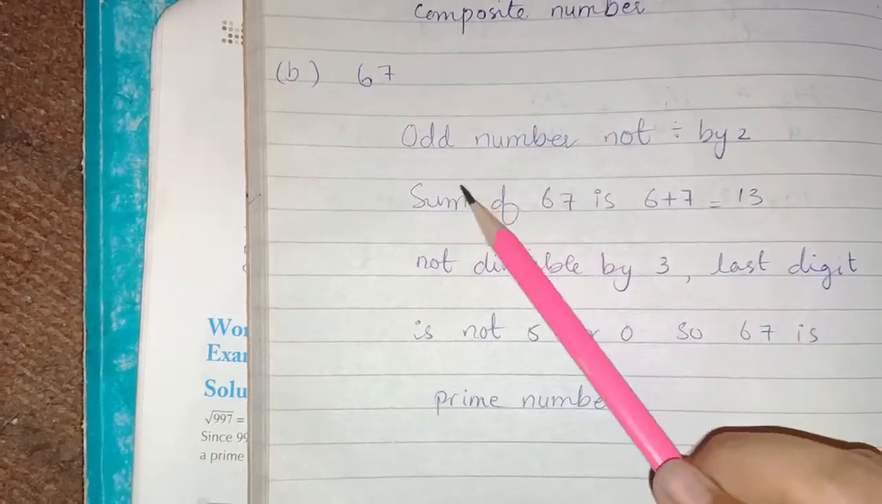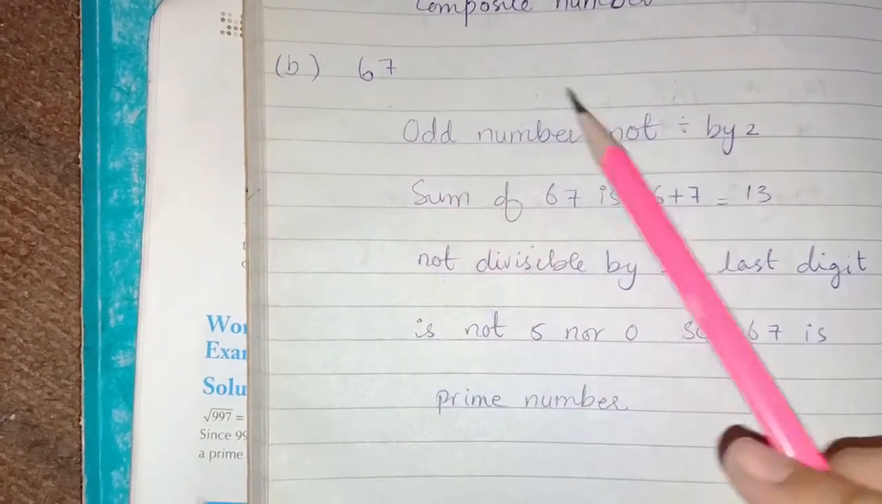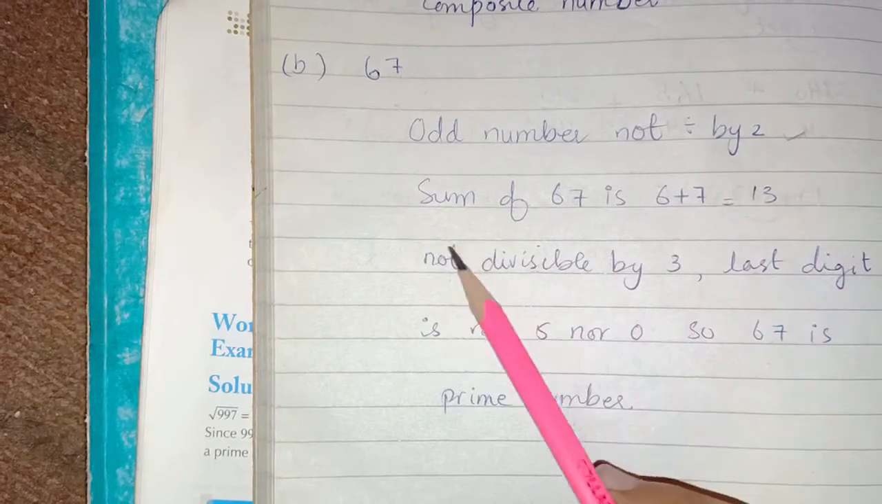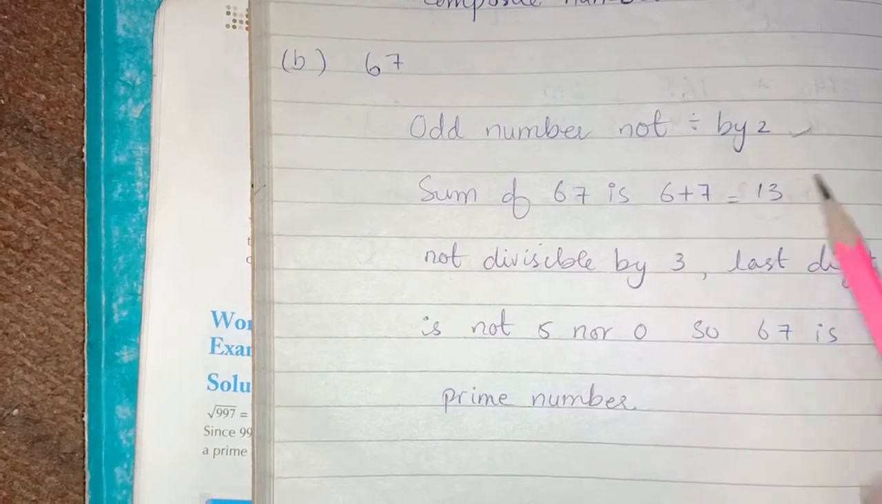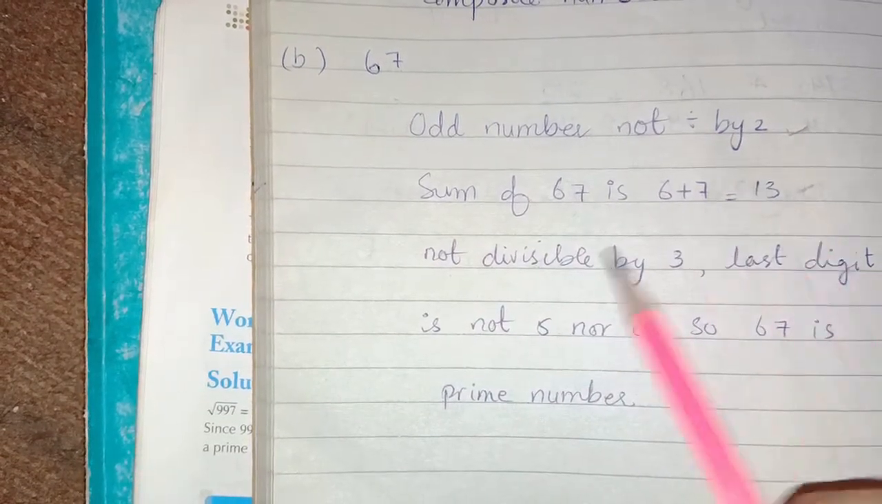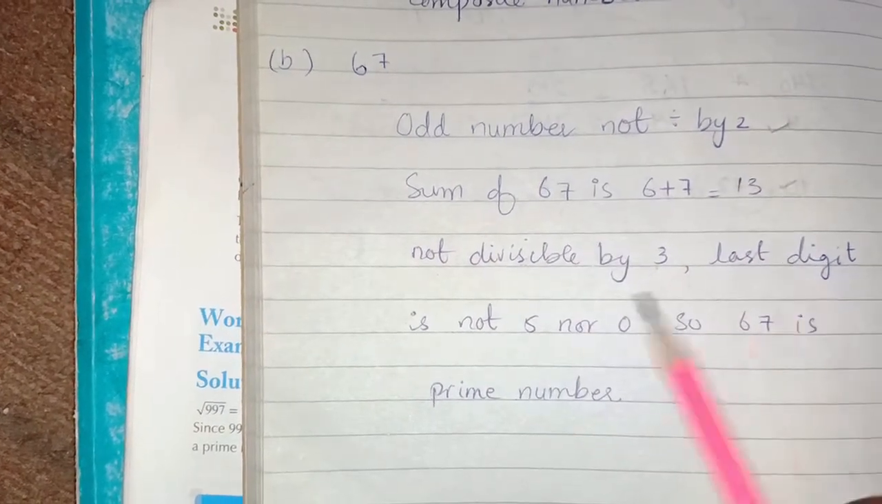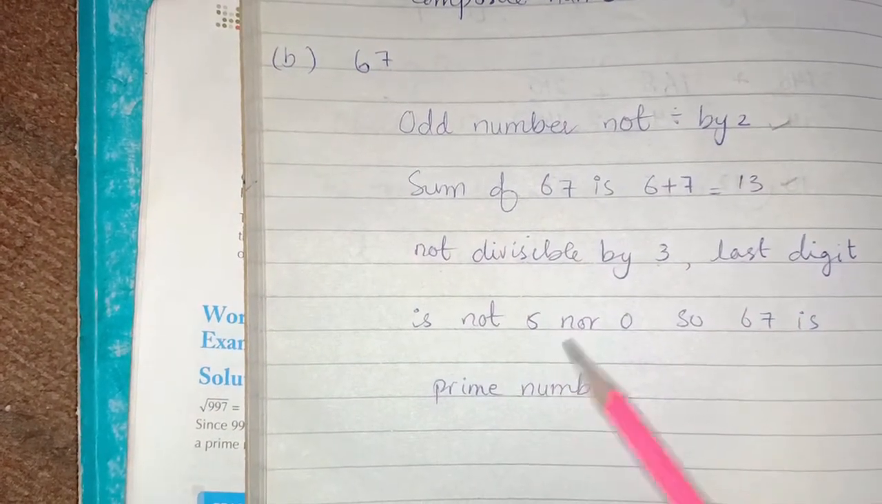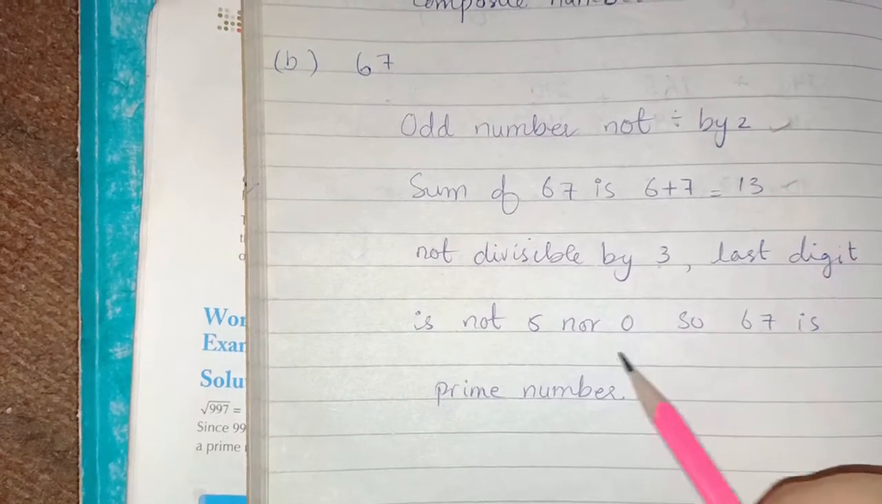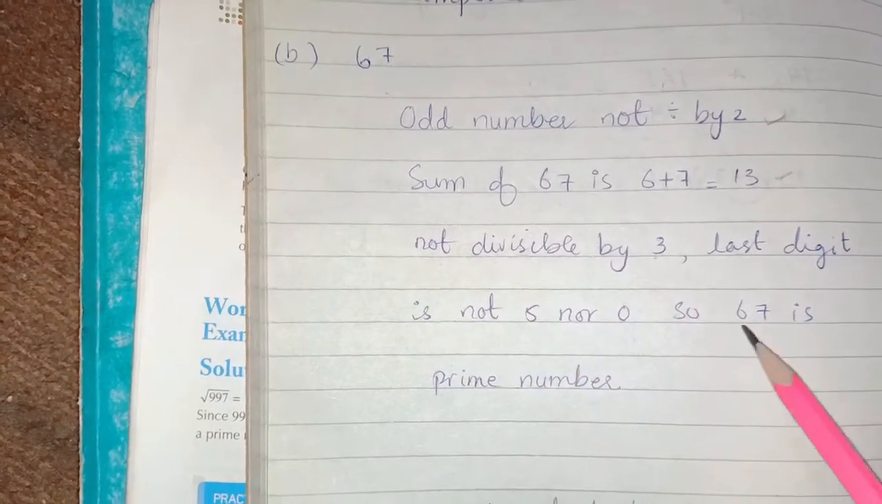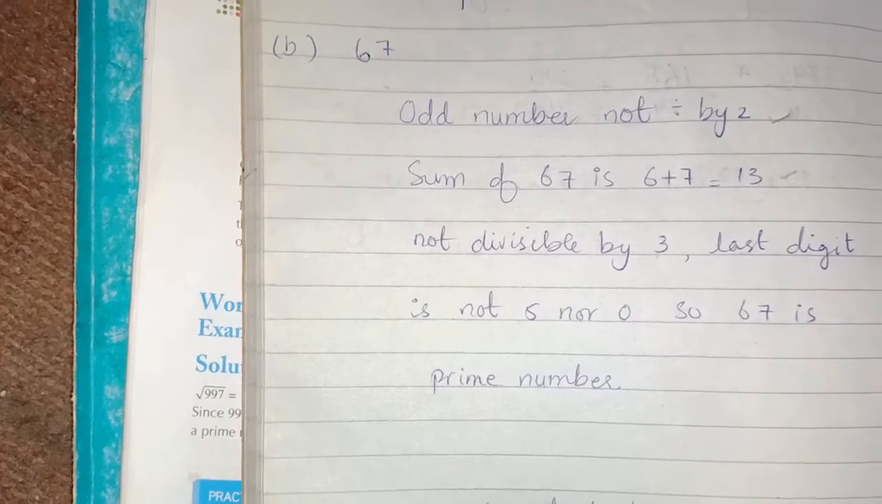Again, 67, an odd number which is not divisible by 2. The sum of the digits of 67 is 6 plus 7, 13, which is not divisible by 3. The last digit is not 5 nor 0, so it is not divisible by 5. So it is a prime number.